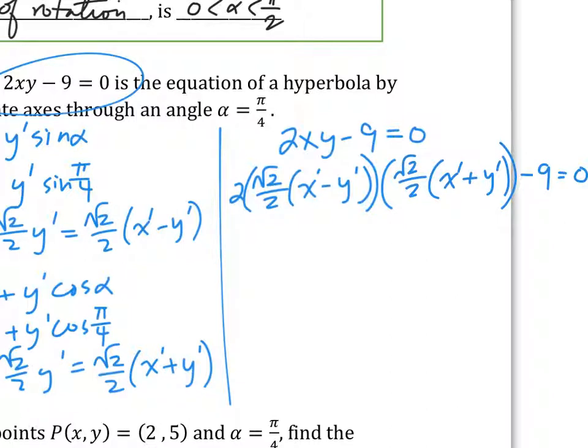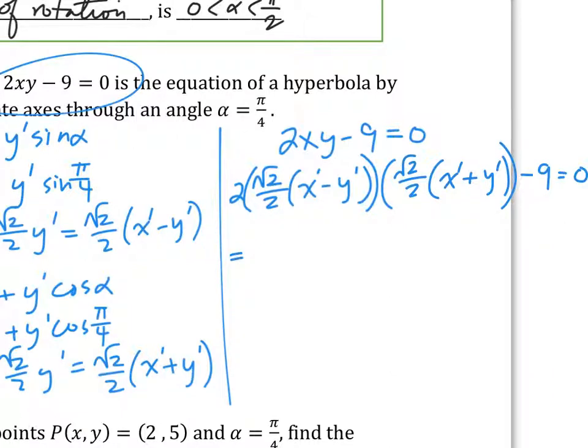Again, what I'm doing is changing xy into x prime y prime, and then I'm going to look at the equation and ask, is this a hyperbola equation? Because if you just look at 2xy minus 9, it does not look like a hyperbola. But they are telling us it is a hyperbola if you rotate it 45 degrees. Okay, so let's solve this.